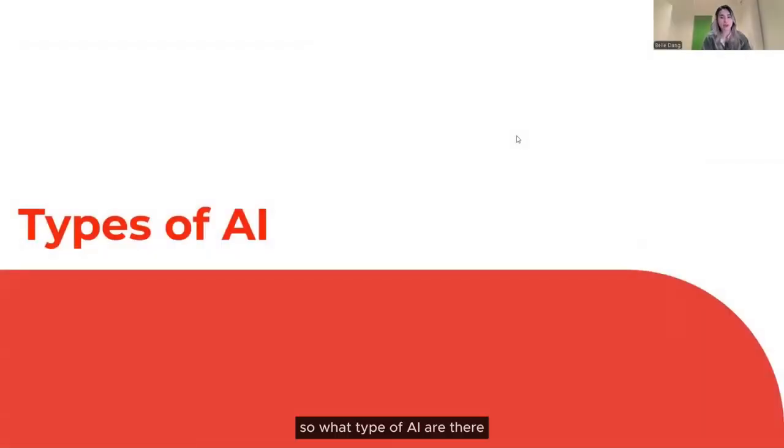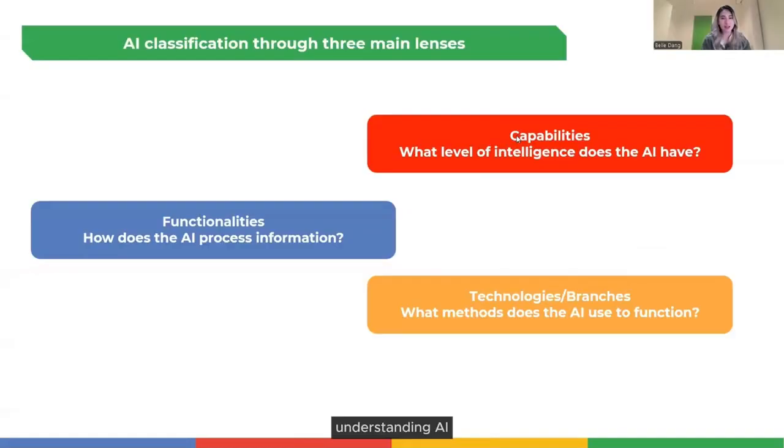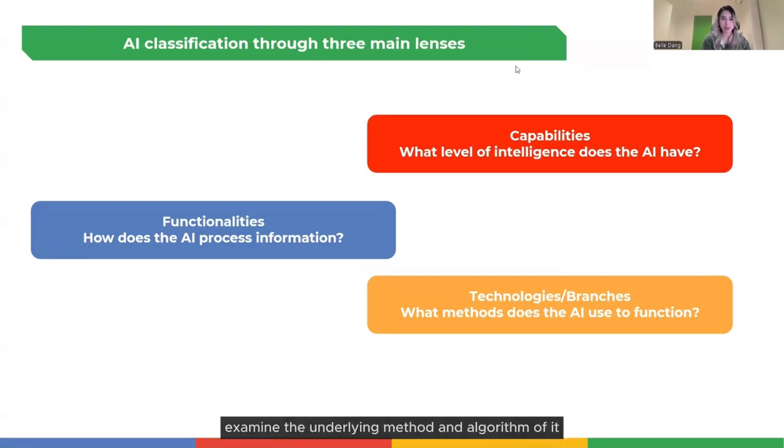So, what types of AI are there? Understanding AI fully means looking at it from different angles, and we'll classify AI using these three distinct lenses. First, capability. This lens tells us the level of intelligence or specialization an AI system has. Second, functionalities. Here we focus more on how the AI processes and reacts to data. Last one, technologies and branches.